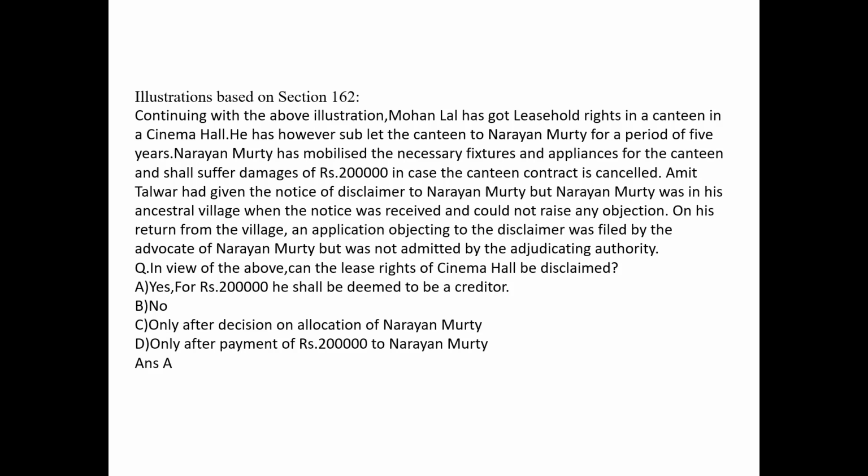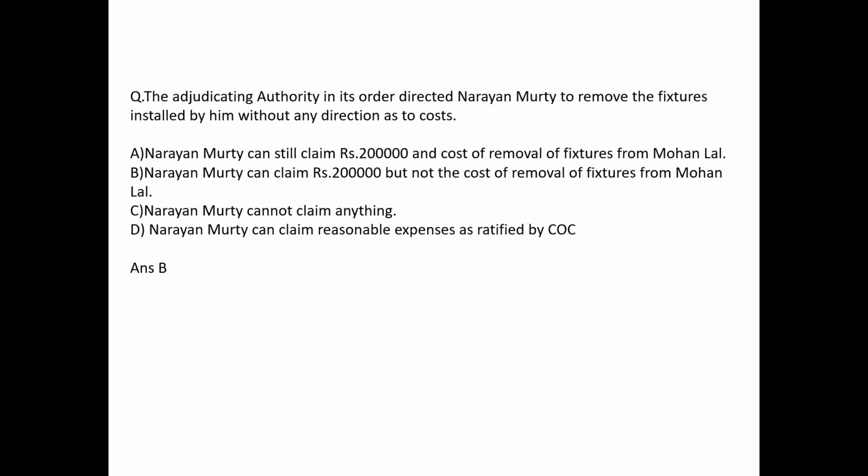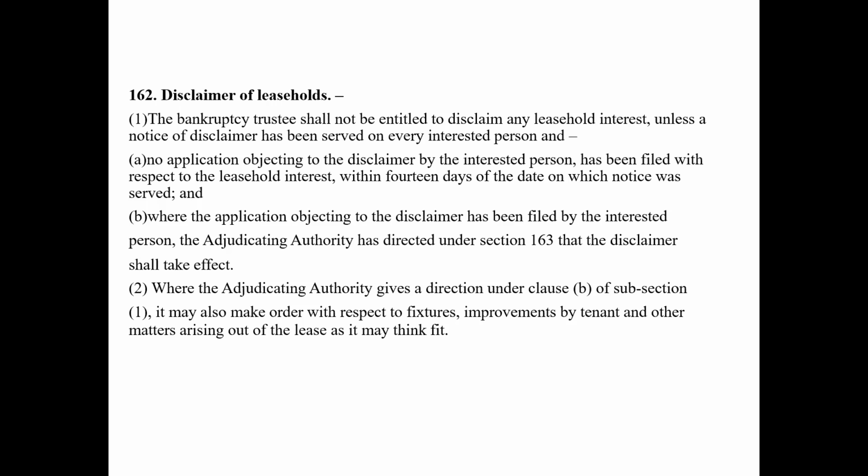Actually, the application has been filed with the adjudicating authority. So the adjudicating authority will decide and Narayan Murthy can become a creditor to the extent of rupees 2 lakhs. Yes, next question. The adjudicating authority in its order directed Narayan Murthy to remove the fixtures installed by him without any directions as to costs. So in this case, Narayan Murthy can claim rupees 2 lakhs, but not the cost of removal of the fixtures. Okay. Next, 162. This is 162.